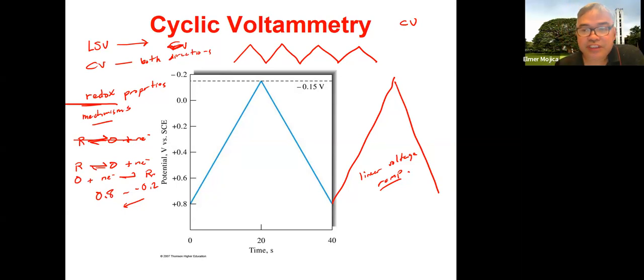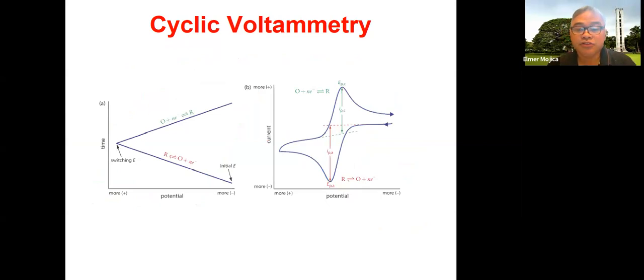Now, the thing is, CV is performed in an unstirred solution. If you perform CV, this is really what you're doing. You start from the initial potential, going from more negative to more positive. So this corresponds to this one, and then you're going to do it here.